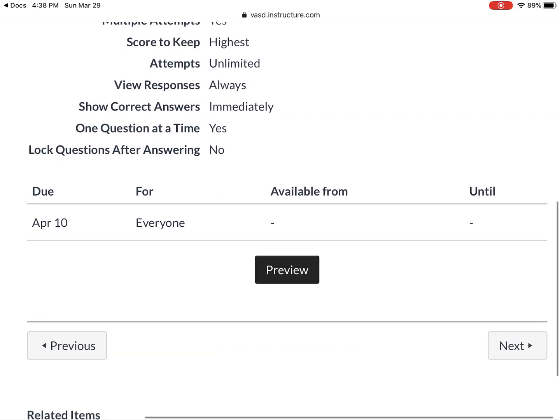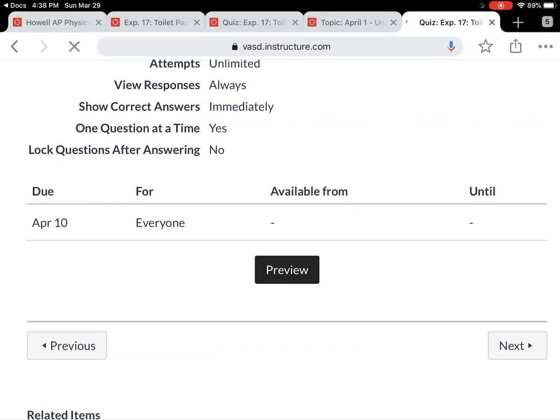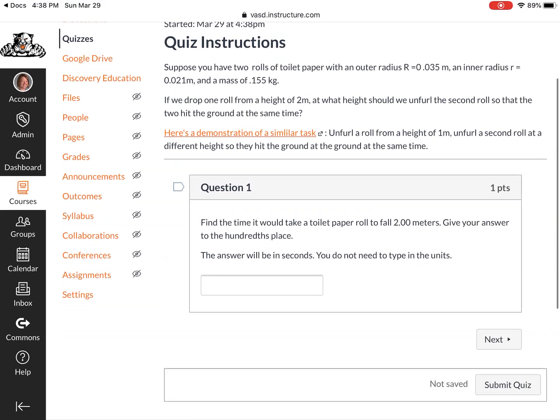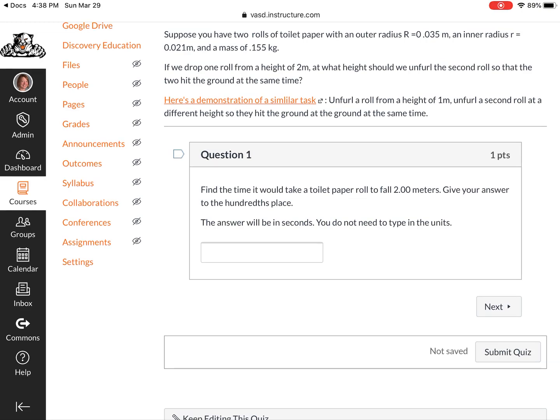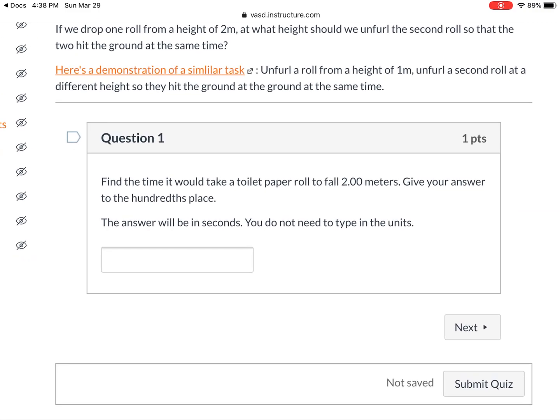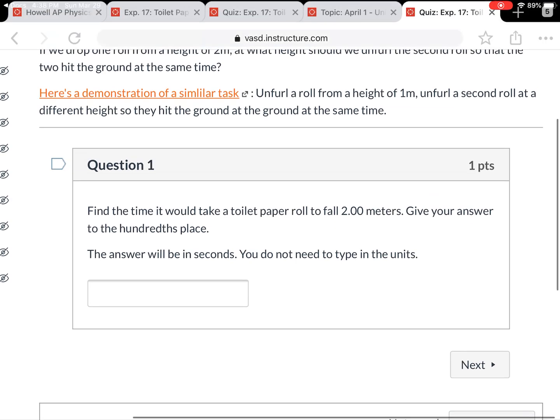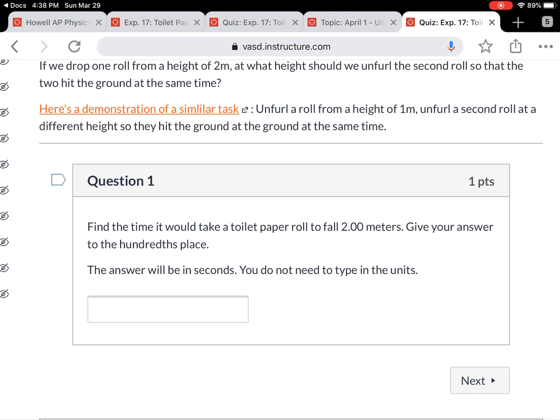So this lab takes the form of a quiz. I'm hitting the preview button here. It takes the form of a quiz with these same data, and you have to go through the steps, and the questions lead you through the steps to figuring out at what height would you unfurl the second roll so that the 2 hit the ground at the same time.